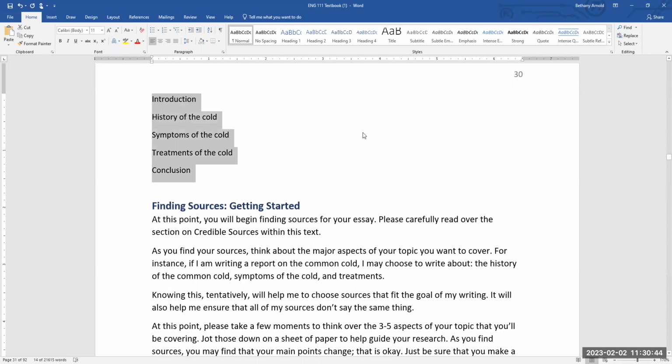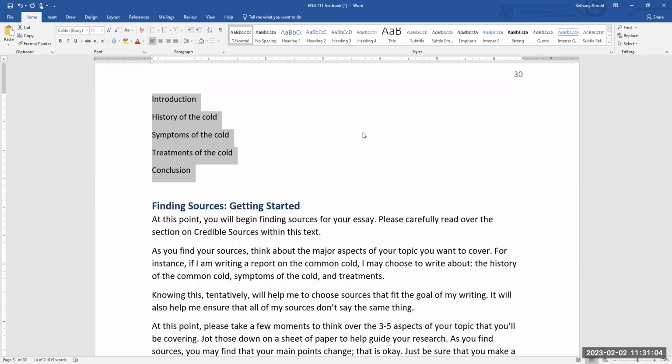The reason for that, again, is you are doing research on this essay. So if, as you begin to find sources for your essay, you find 4 sources, but they all talk about the history of the common cold and they're all repetitive, that's an issue. You would end up having to go back and find more sources.